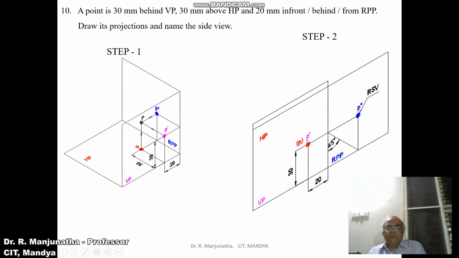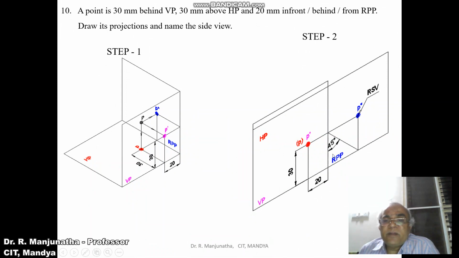So VP means the front view, so that will be P dash. Then the distance with respect to the VP, that is 30 mm behind VP. The behind VP distance can be seen in the horizontal plane. Since HP is the one which has been rotated, obviously the image on HP also gets rotated. So that means it is going to be small p, which is in brackets.